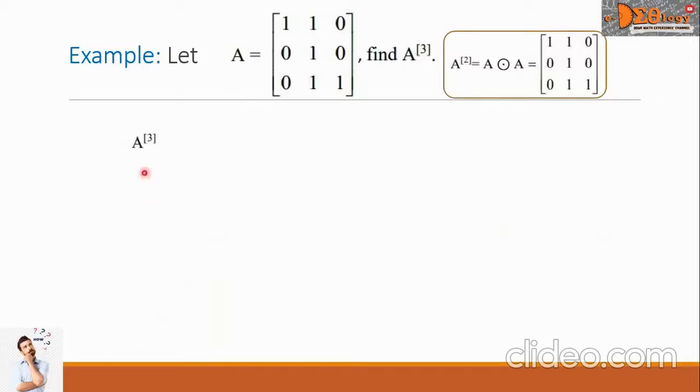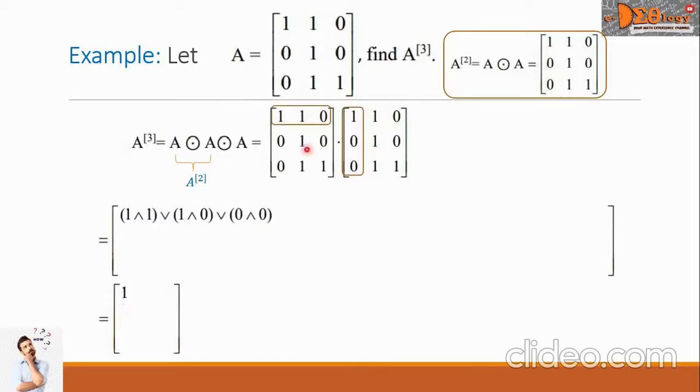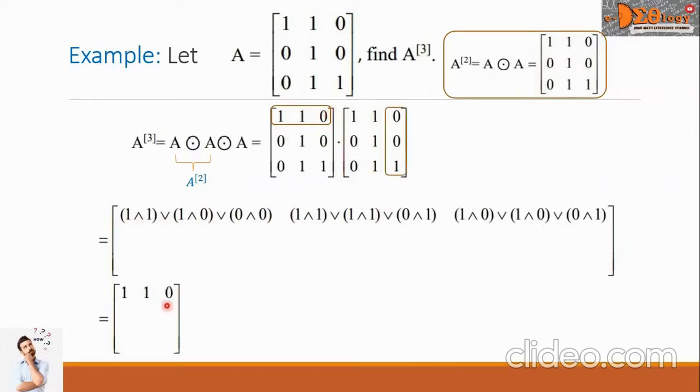Now let us proceed to the A power 3. We can write this as A times A times A. This A times A is the A power 2, and we solved it a while ago. And this is the matrix. So we write this matrix multiplied by the matrix A. So let us multiply the two matrices. The first element here is 1 because we multiply this row by this column. And we write the row solution in here. The second element is 1 as we multiply the first row and the second column. Third element is 0. We multiply the first row by the third column.